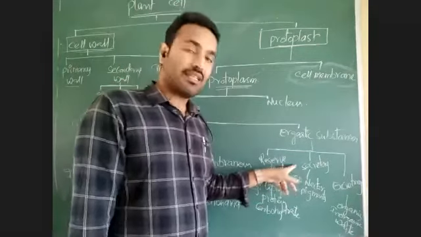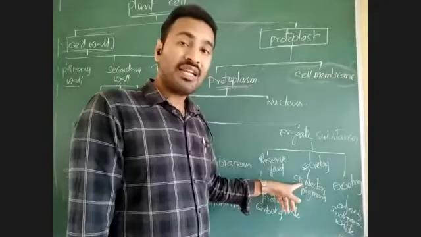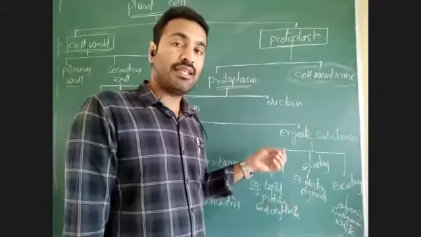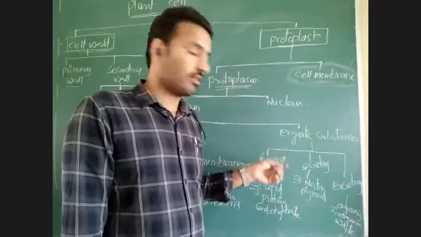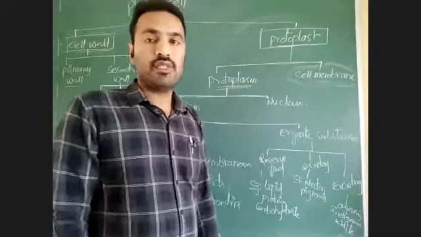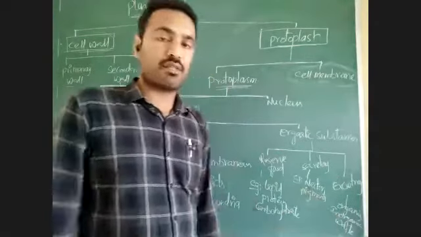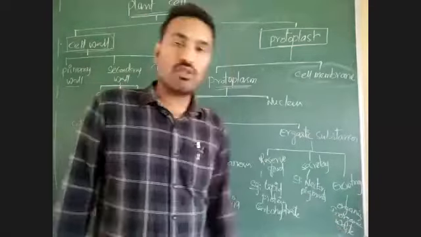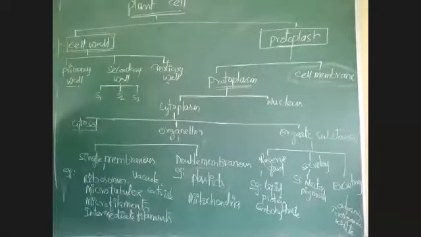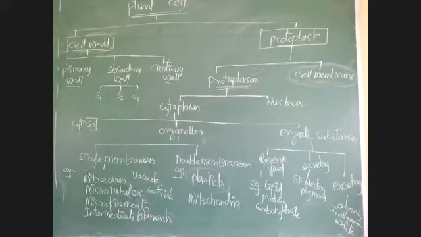The secretory substances include nectar. Nectar means honey, which is produced by plants, and pigments, some colorful pigments. And excretory substances are organic waste and inorganic waste released from metabolism, which are excreted from the cell. Okay, this is the outline of a cell.